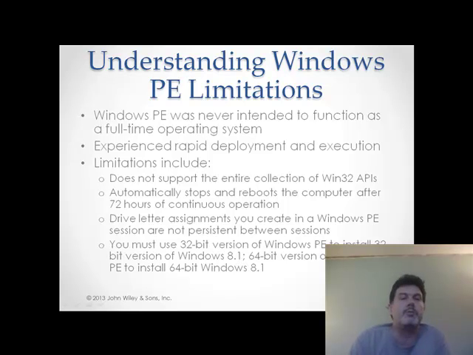Of course, the 32-bit version of Windows PE will only install the 32-bit version of the 8.1 operating system. And likewise, if you have a 64-bit Windows system to install, you're going to have to find the 64-bit version of Windows PE to install. That means that your install disks are going to be either a 32-bit install disk or a 64-bit install disk.